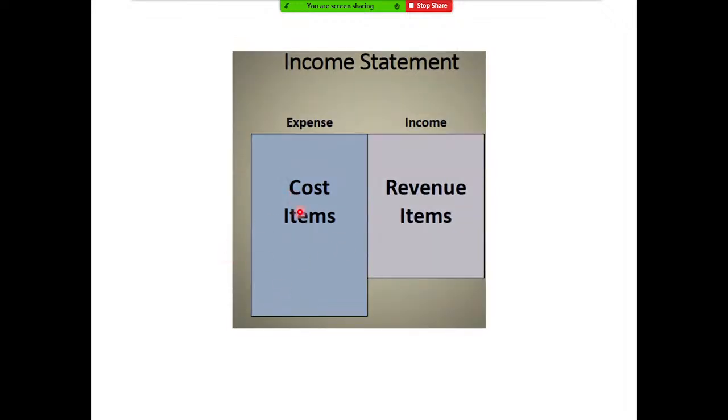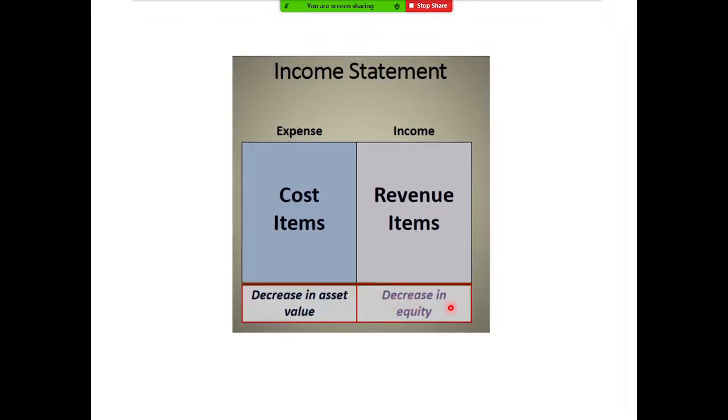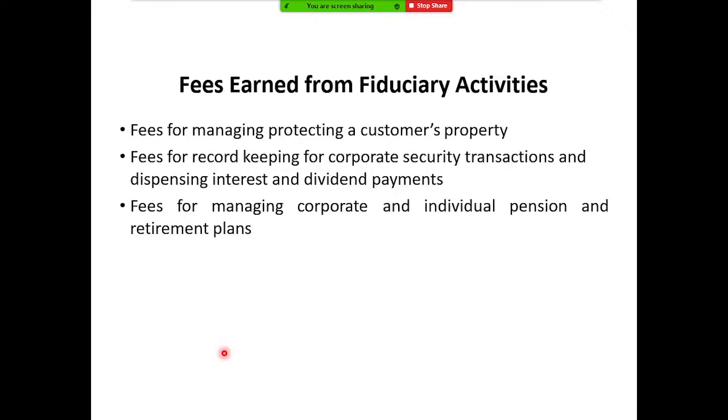In such cases, where cost is greater than revenue, this portion is called loss. And the loss is a decrease in equity, so it's a decrease in asset value. So this is the typical income statement, where you can find interest income, interest expense equals net interest income, then non-interest income, then total revenue and expenses, provision for loan loss, non-interest expense, right? So this is one typical example.